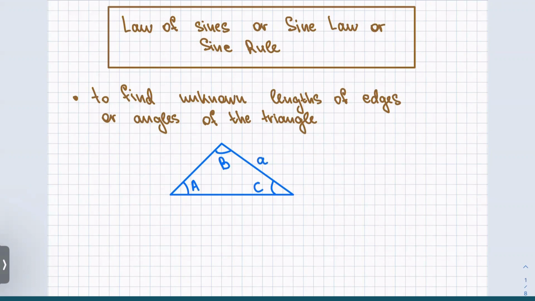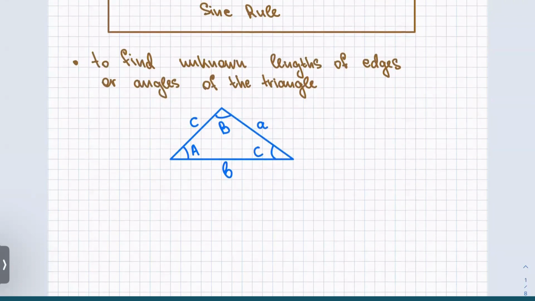We will put the edge A, lowercase letter a, which will be opposite to the angle A. So a lies opposite to the angle A. Similarly, side b will lie opposite to the angle B, and then side c will lie opposite to the angle C. And now the law of sines statement can be formulated in the following way.